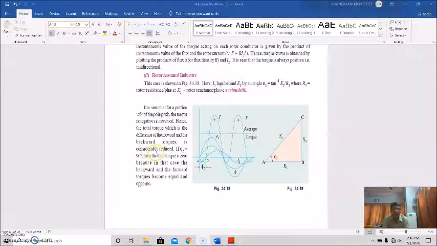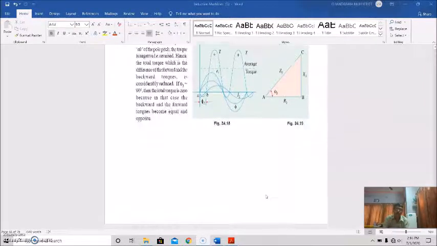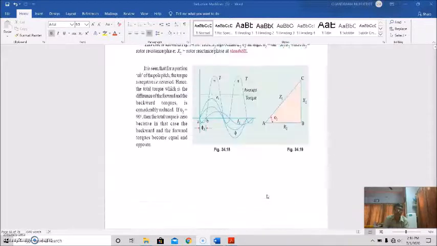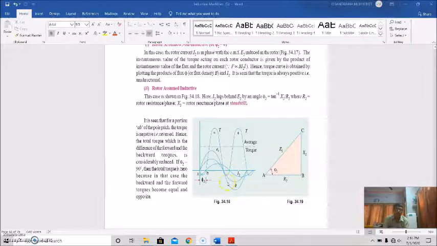The difference of these two is considerably reduced, definitely. And if phi 2 is 90 degrees, that means cos phi 2 equals 0, that means power factor is 0, then what will the total torque be? Cos phi 2 equal to 0 means the total torque is also 0, because in that case the backward and the forward torques become equal and opposite. So it is clear from these figures, as we have discussed.